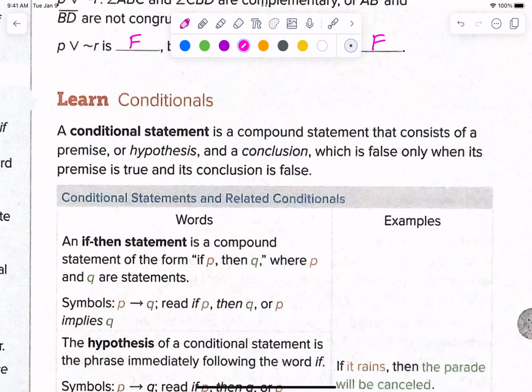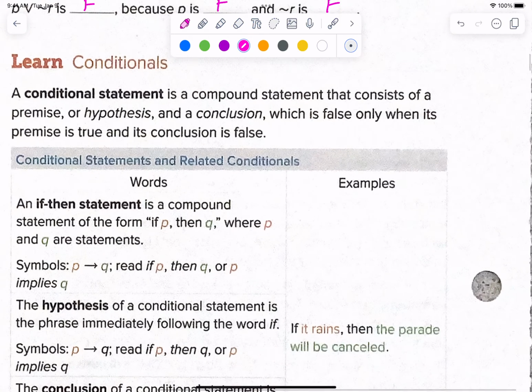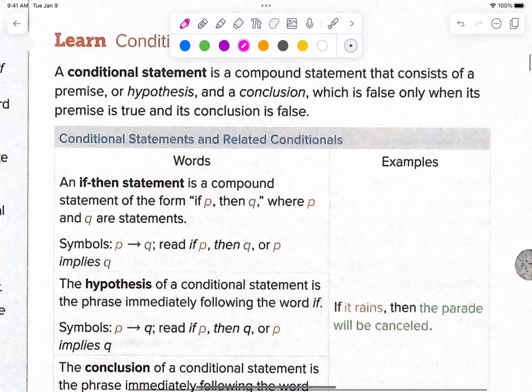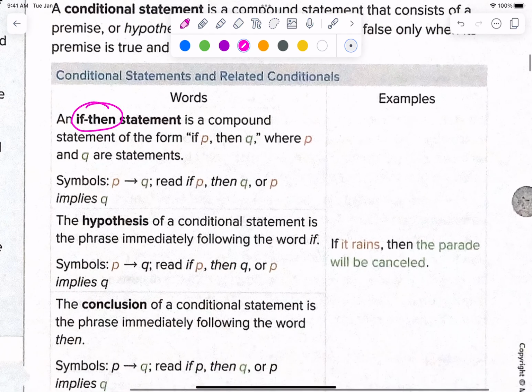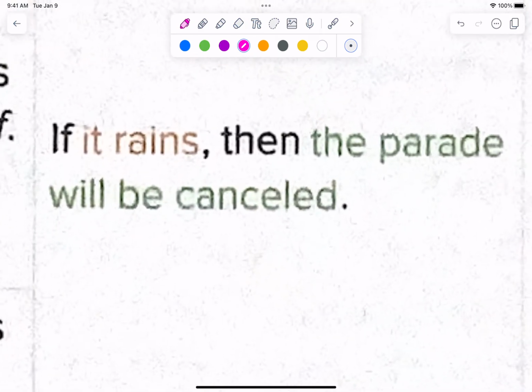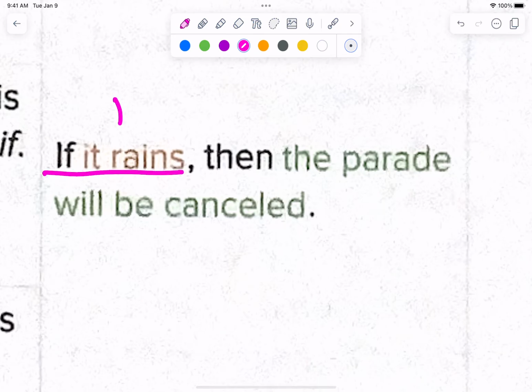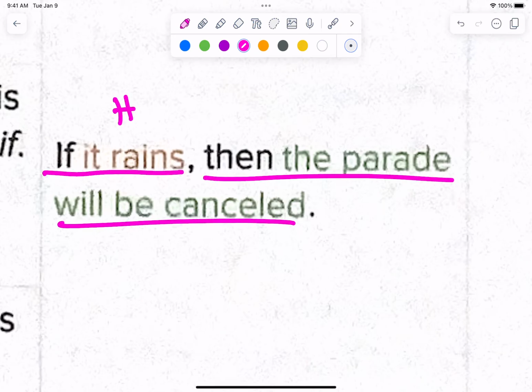Okay? Conditionals. Next thing. A conditional statement. Every conditional statement is written in if-then form. And you have a hypothesis and you have a conclusion. The hypothesis is the if part, the then part is the conclusion. So like if you clean your room, then you can go do what you want on the weekend, right? If this happens, then something else will happen. Hypothesis, conclusion. So here's the example that they use. If it rains, that's the hypothesis. Then the parade will be canceled. Conclusion. Got it? Like that's not that hard to figure out.